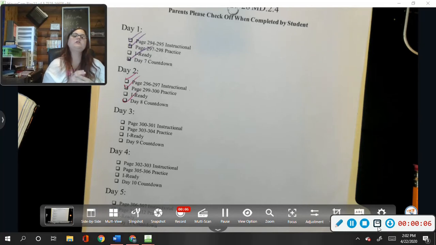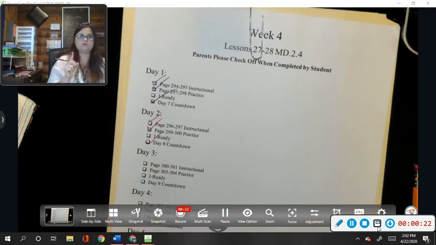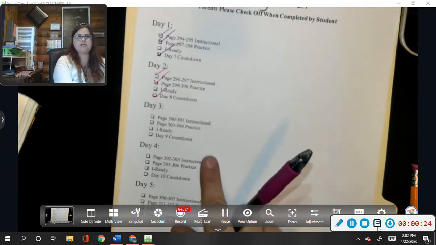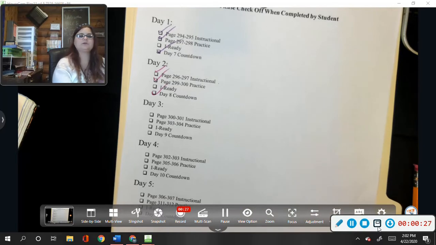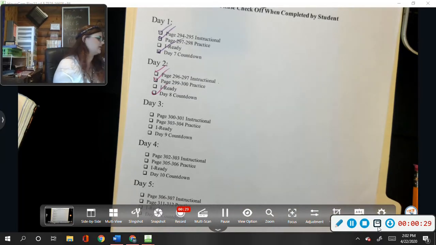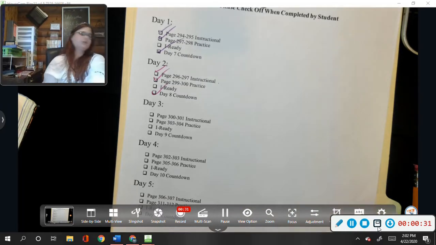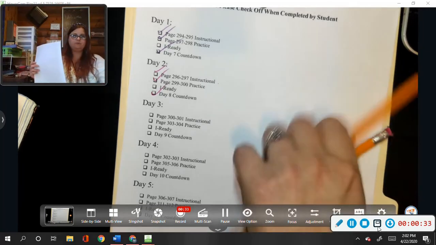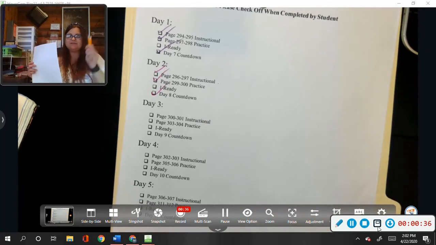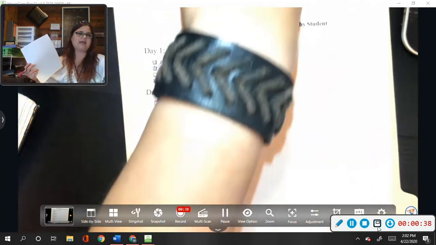Hopefully you've already seen the introduction to our lesson. If not, you need to go back, go through the instructional video, and get that math journal out and get those notes down. So today is week 4, day 3. We're done with line plots. We're going into angles, starting with instructional page 300. Those are my manipulatives for our video today.